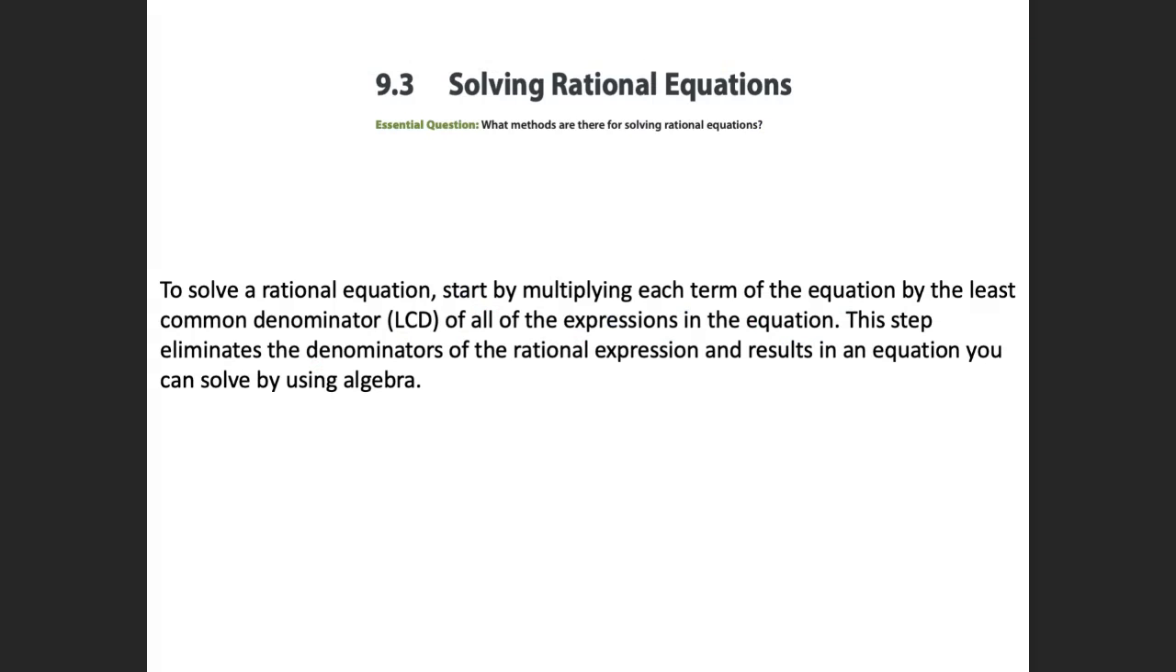To solve a rational equation, the first thing you want to do is multiply each term of the equation by the least common denominator, all of the terms in the equation. This step eliminates the denominator of the rational expression, and then it becomes just a regular equation to solve.